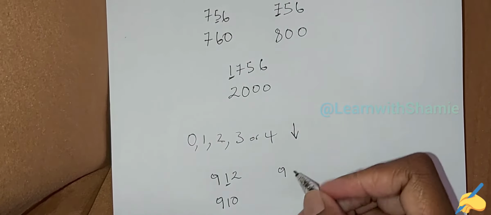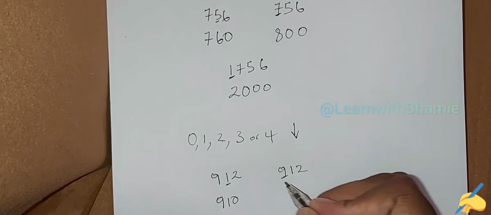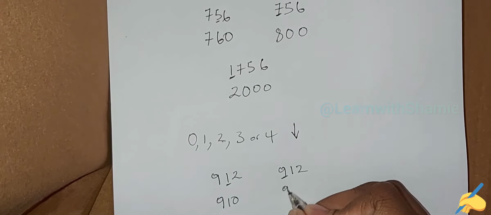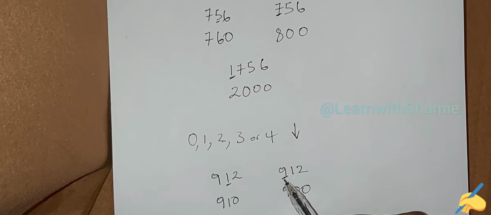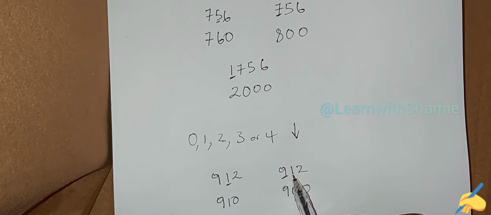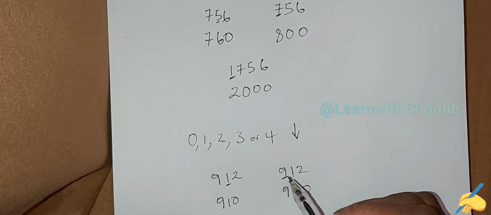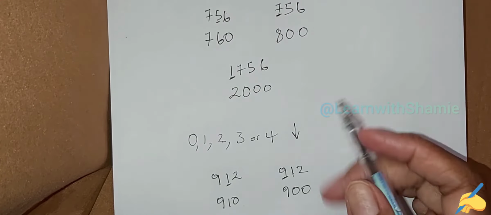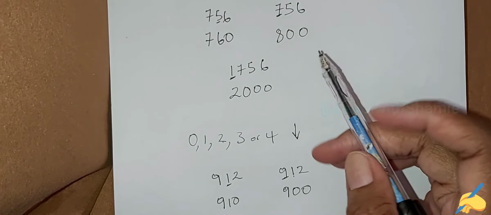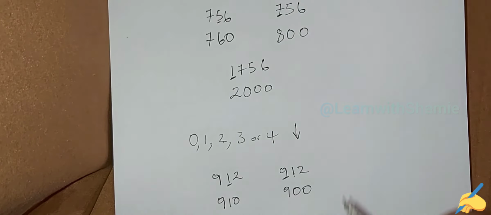Rounding it to the nearest 100, the new figure would be 900 because the number following the place you are rounding to is less than 5. So always remember, if the number following the place you are rounding to is less than 5, you round down. But if it's 5 or greater, you round up.